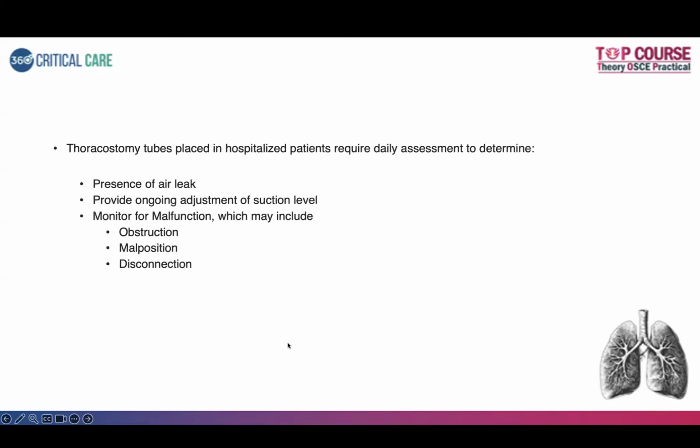So, thoracostomy tubes placed in hospitalized patients require daily assessment to determine, one, the presence of air leak, provide ongoing adjustment of suction level, and monitor for malfunction, which may include obstruction, malposition, or disconnection.